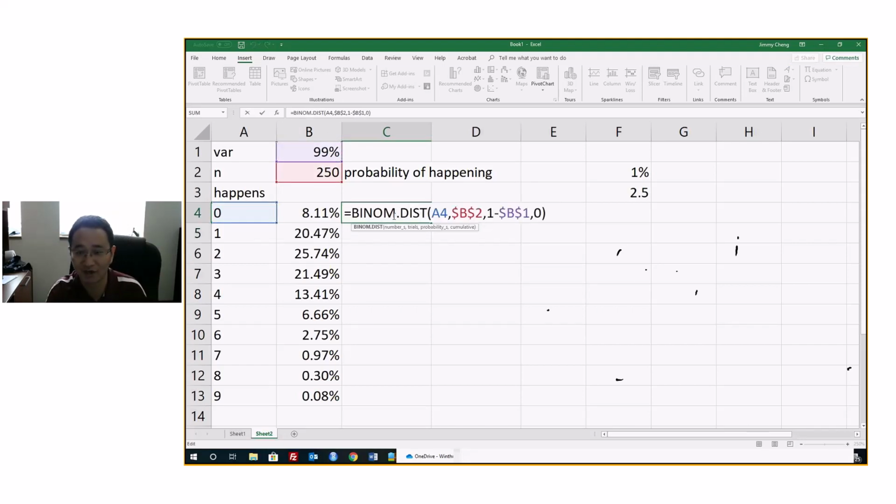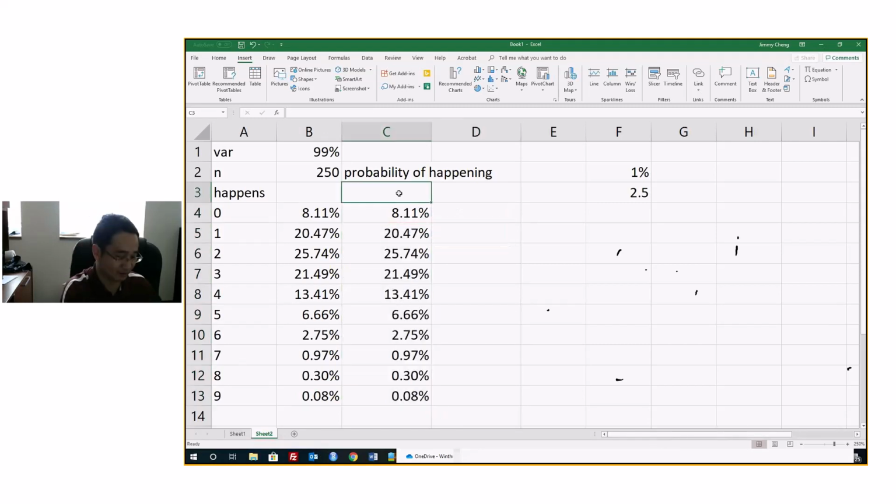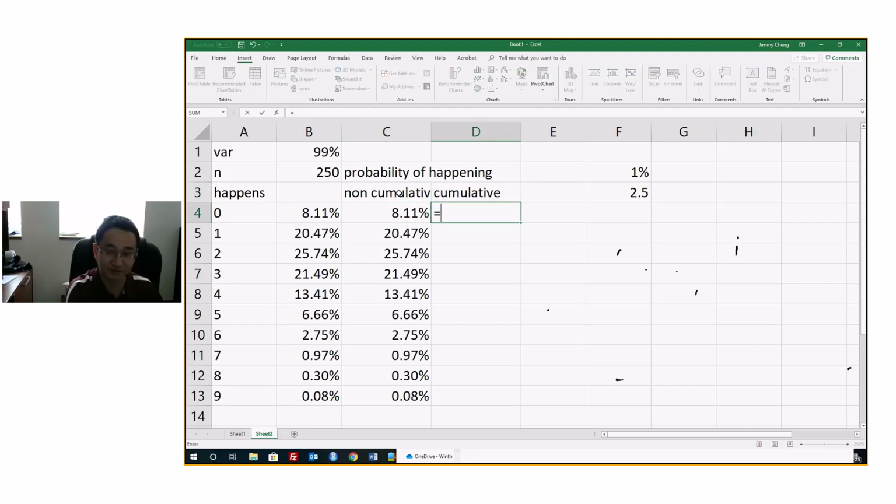You can see that this is a binomial distribution function. We tell it we're going to do it 250 times, and if it happens 0 times, this is our probability of happening, and this is not cumulative. Certainly, this is called cumulative. You can just sum those. This is one way to do it, okay?